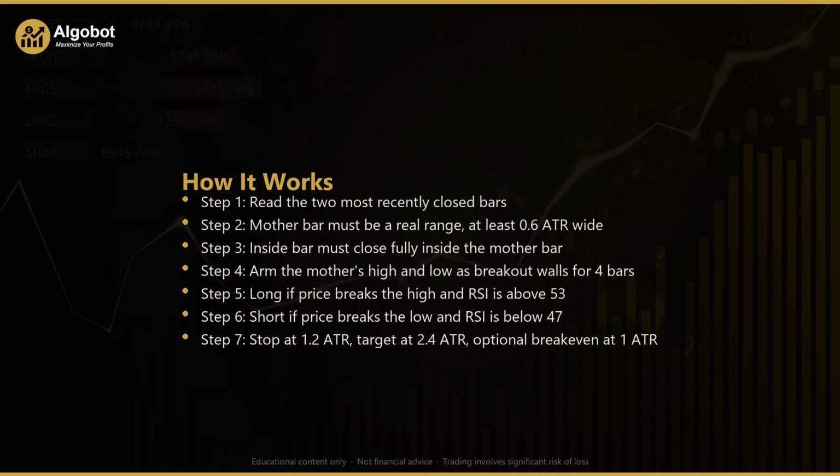Once a position opens, risk management takes over. The stop loss is placed at 1.2 times ATR away from entry, and the take profit at 2.4 times ATR. That gives a reward target twice the size of the risk, a 2-to-1 profile. The optional break-even feature watches the trade, and once price has moved 1 ATR in the strategy's favor, it pulls the stop up to the entry price, so the position is no longer exposed to its original risk.